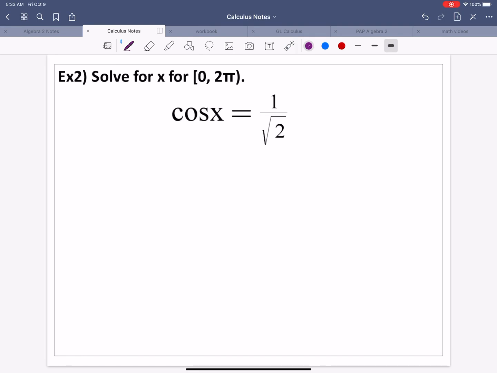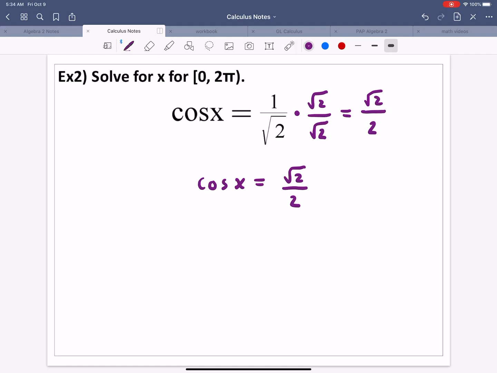Same restriction on x. It says solve for x on the interval 0 to 2 pi. And this time we have a different function. Cosine x equals 1 over square root 2. Now, you might be looking at this, 1 over square root 2, and think, well, that's not any value that I've seen on the unit circle. Well, it actually is, because if we rationalize this fraction, by multiplying by square root of 2 on the top and the bottom, we end up getting square root of 2 all over 2. And that should definitely be a value that we recognize from our unit circle.